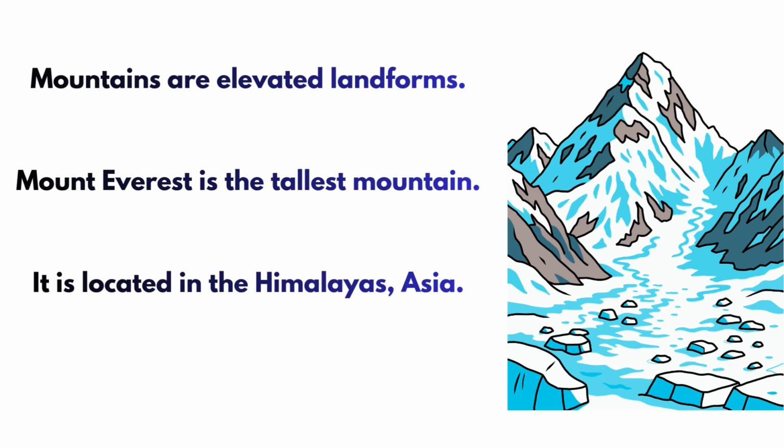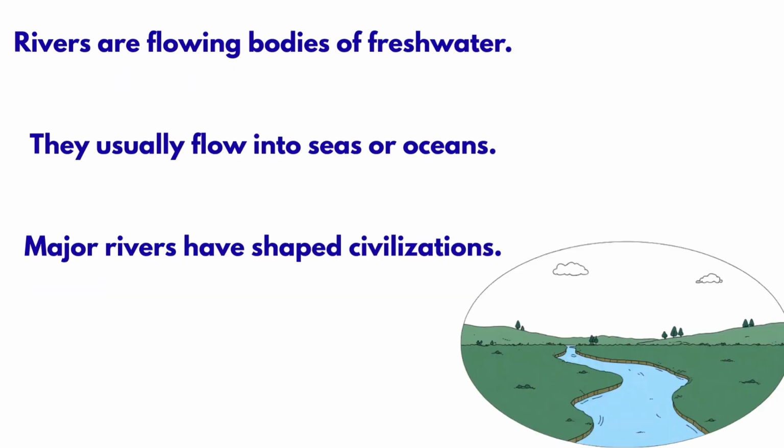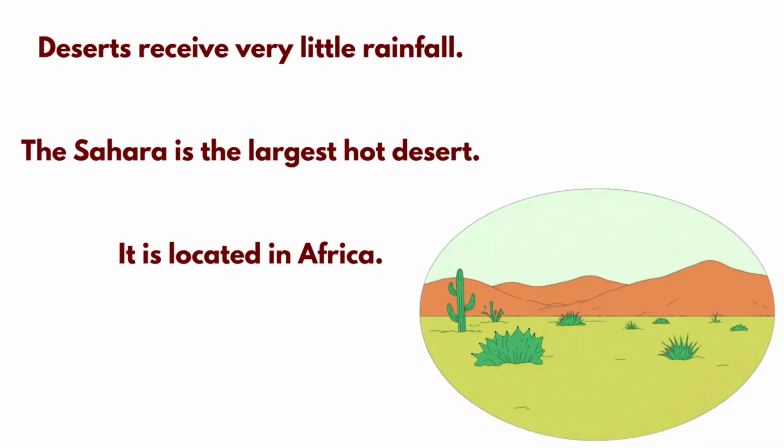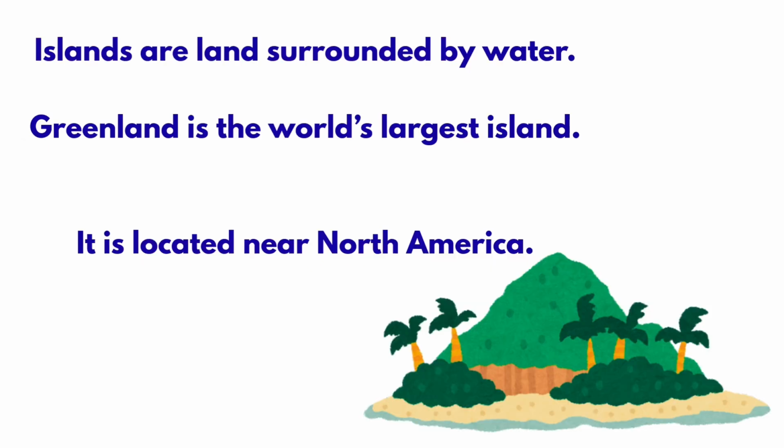Rivers. What are rivers? Rivers are flowing bodies of fresh water. They usually flow into seas or oceans. Major rivers have shaped civilizations. Deserts. What are deserts? Deserts receive very little rainfall. Sahara is the largest hot desert. It is located in Africa. What are islands? So islands are land surrounded by water. Greenland is the world's largest island and it is located near North America.